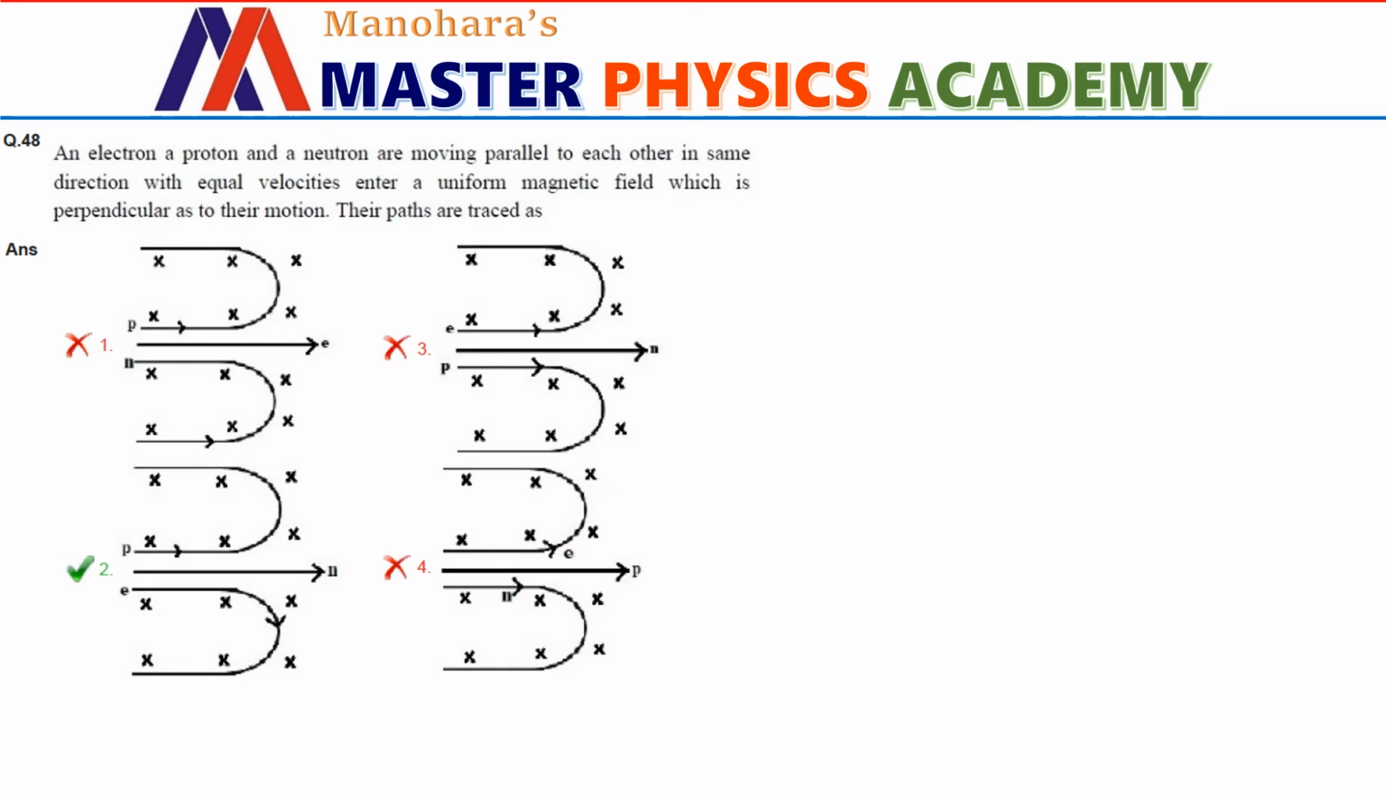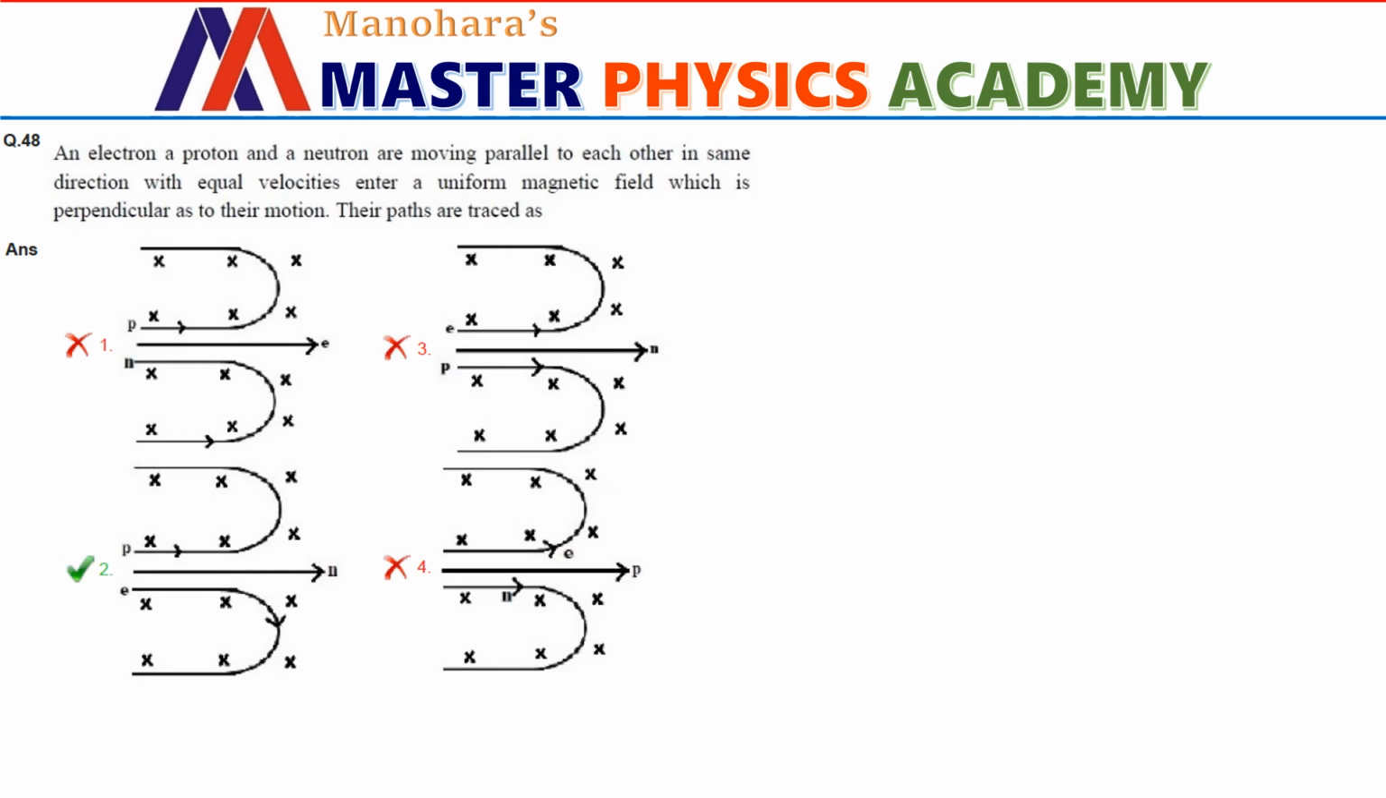An electron, a proton and a neutron are moving parallel to each other in the same direction with equal velocities, and enter a uniform magnetic field which is perpendicular to their motion. Their paths are traced as.